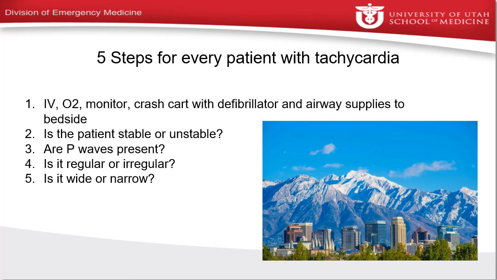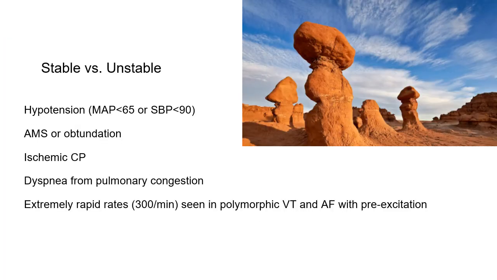And then we look at, okay, are there P waves present? If they aren't, then we go down a different algorithm. Is it regular or is it irregular? And then are the QRS complexes wide or narrow? Okay. If you can do those 5 steps for every patient with tachycardia, you'll be able to take care of anyone with tachycardia.